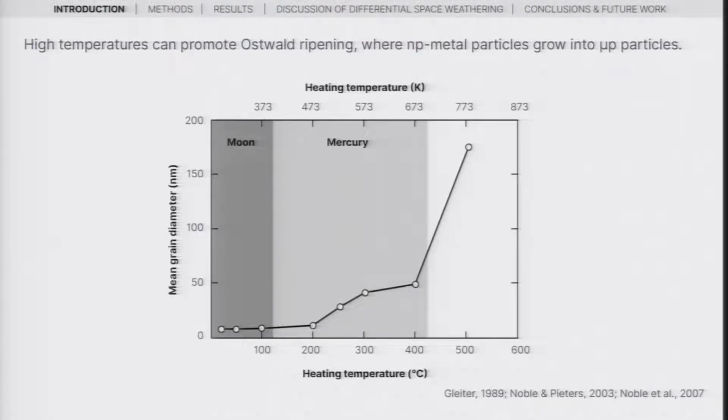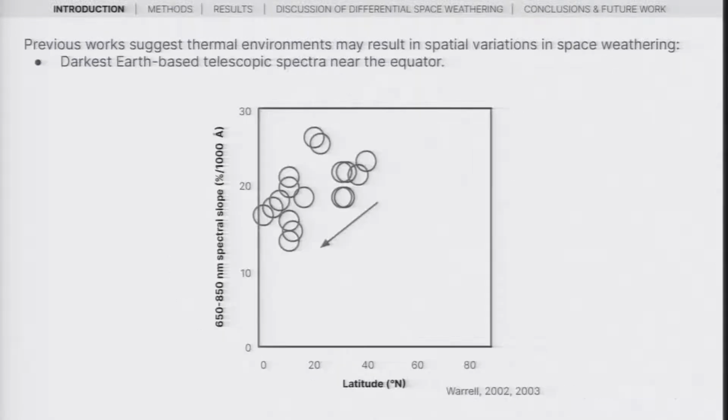And so Noble and Peters suggested that this process could be very efficient at Mercury, where you have high temperatures, but it wouldn't be so efficient on other airless bodies like the Moon, where you wouldn't have high temperatures to create this process. And so later on, there were some subsequent observations that said, okay, maybe there are some signatures of this process occurring on Mercury.